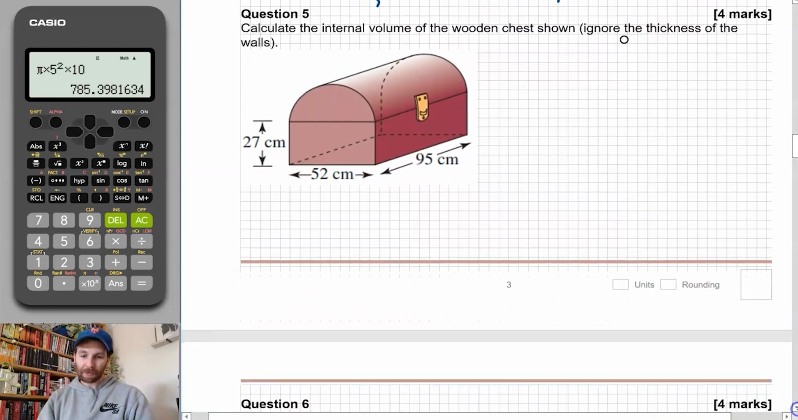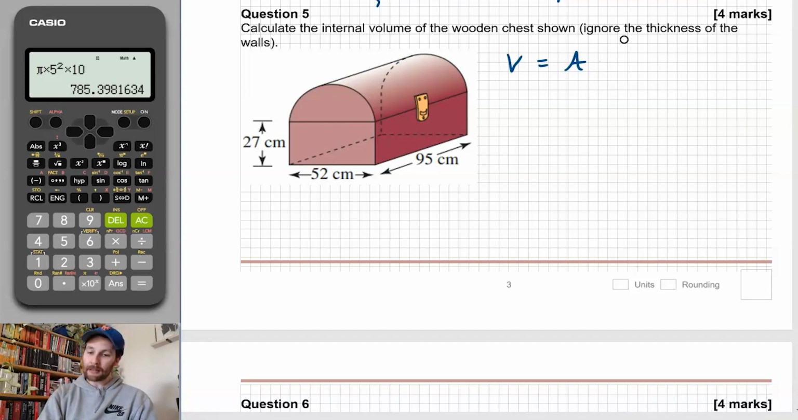Okay, this is a harder one. So for this shape, let's write the formula to begin with. So volume of that shape is going to be given by the area of the cross section times the height. So we want to find the internal volume of the chest, and we're ignoring the thickness of the wall. So it's the space that's contained inside that chest.